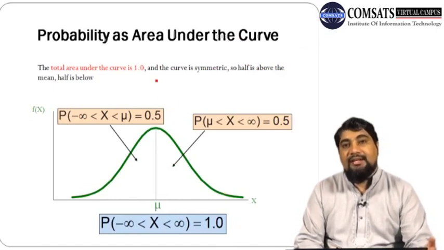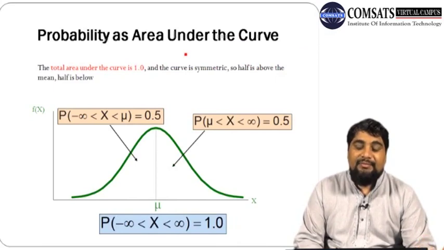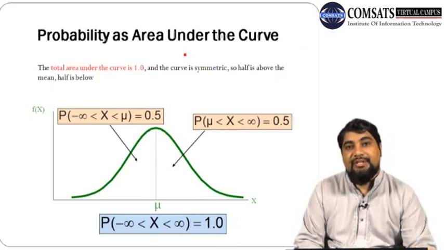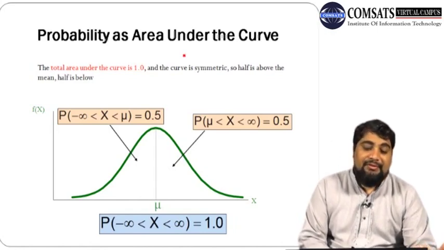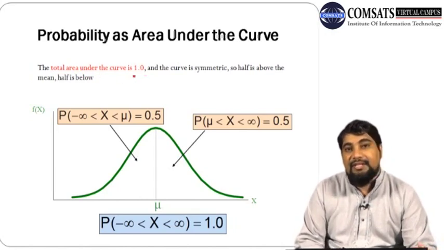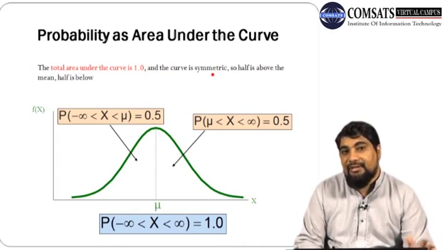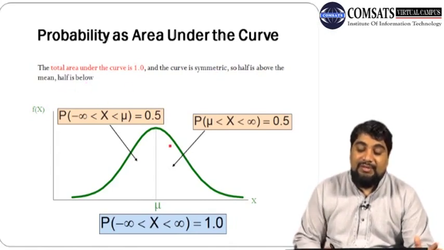So probability as area, as I have already explained to you, the area means the probability. So area under the curve is the same as the probability. We know that in case of normal distribution, the total area under the curve is 1. And since the normal distribution is symmetric, that is equally spread around the middle line, the mean line, half is above the mean and half is below the mean.